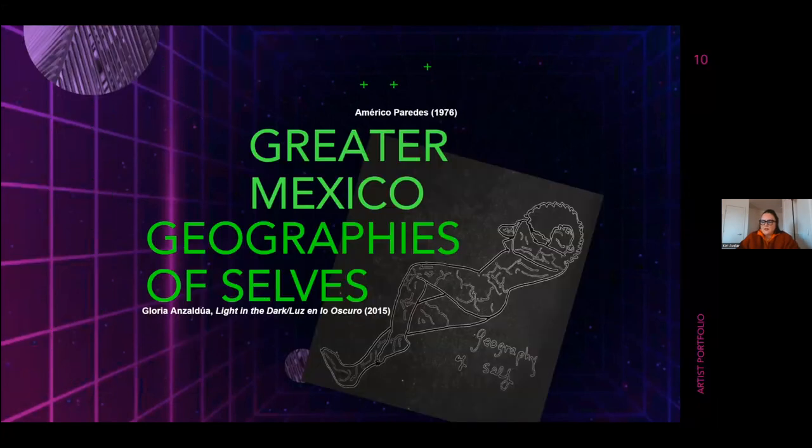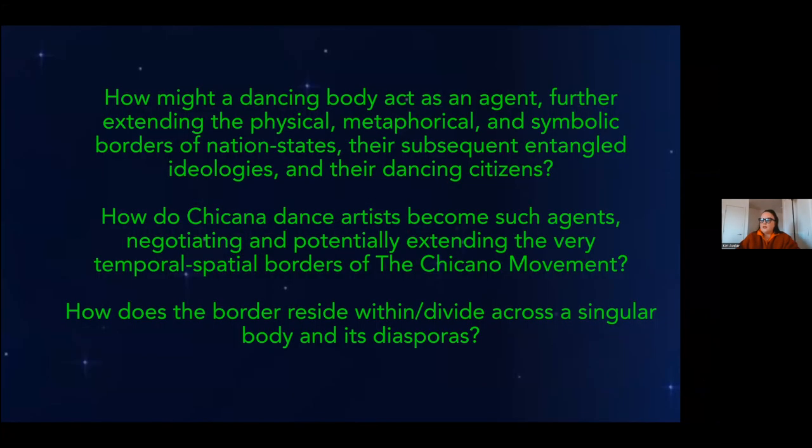What does the notion of El Niè mean for Gloria Anzaldúa's geographies of self and Américo Paredes' conceptualization of Greater Mexico? How do bodies speak to borders? How might a dancing body act as an agent, further extending the physical, metaphorical, and symbolic borders of nation states, their subsequent entangled ideologies, and their dancing citizens?